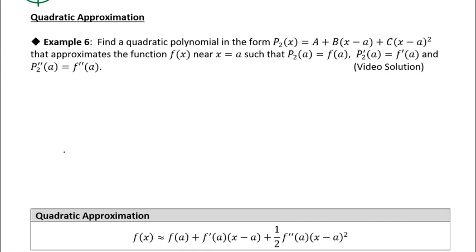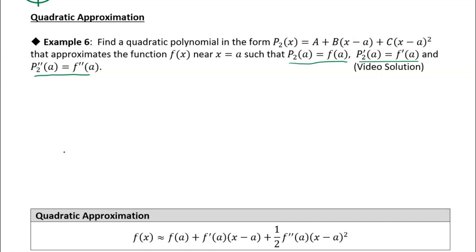All right, now we're going to try to find a quadratic polynomial, right? So a second degree polynomial. And we want the value of the polynomial to match the value of the function. We want the first derivative of the polynomial to match the derivative of the function. And now we want the second derivative of the polynomial to also match the second derivative of the function. Okay, so we're just taking example 2 one step further. But let's go through the same process here.